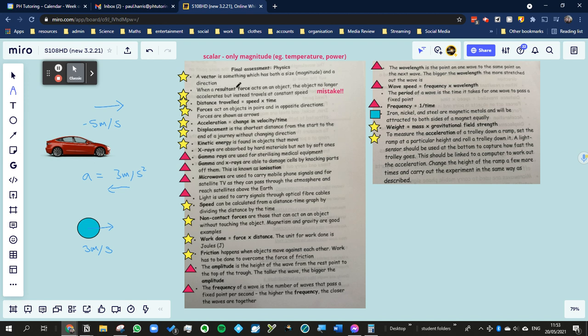We should say when no resultant force acts on an object. So what is this then? How do we explain this? Well, it's basically down to air resistance and friction. If a cyclist... let's take this car at the top again.